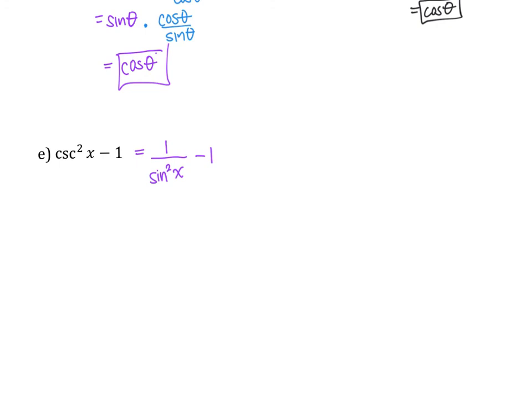I'm going to make this into a common denominator: 1 over sine squared minus sine squared over sine squared. These are equivalent because this is the same as 1 over sine squared minus sine squared over sine squared, which goes down to 1. Because I see squareds everywhere, I'm thinking Pythagorean. And because I see a nice 1, where I see the 1, I'm going to change it to sine squared plus cosine squared.